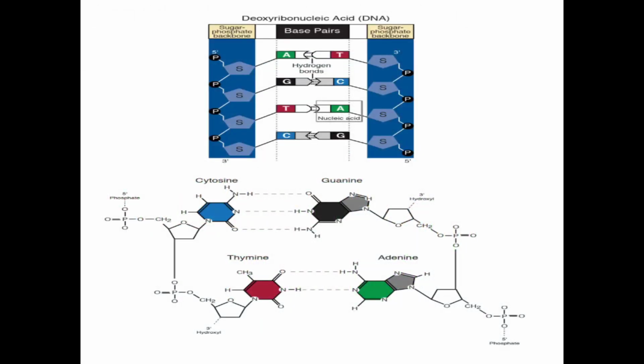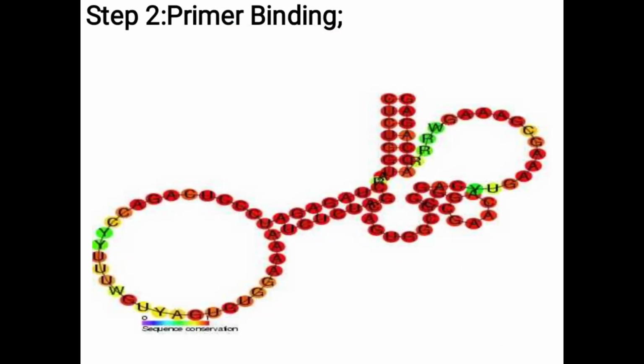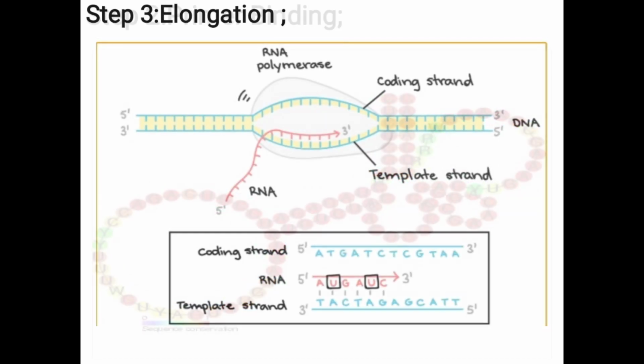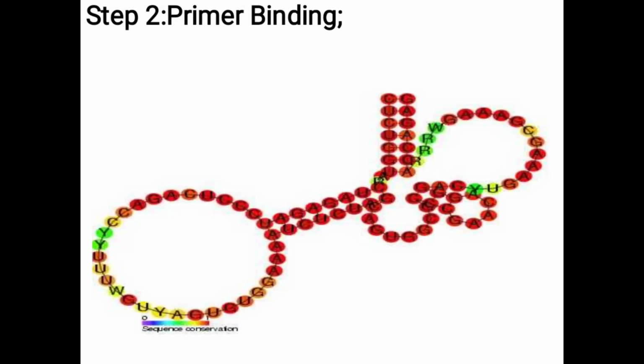Step 2. Primer binding. In this step, the replication begins. The leading strand is the simplest to replicate once the DNA strands have been separated. A short piece of RNA called the primer binds to the 3' end of the strand. The primer always binds as the starting point for replication. Primers are generated by the enzyme DNA primase.